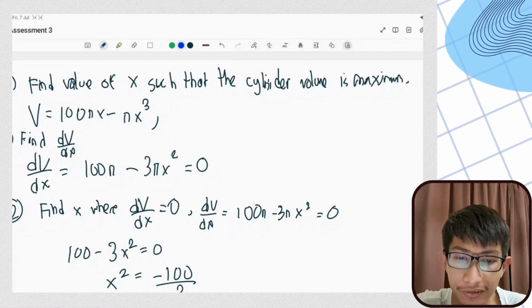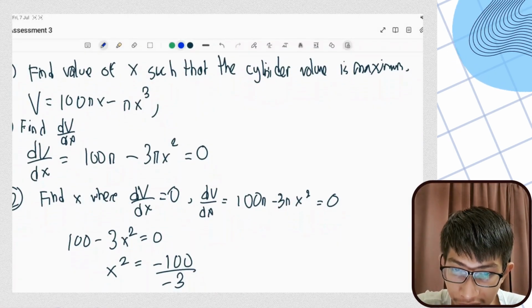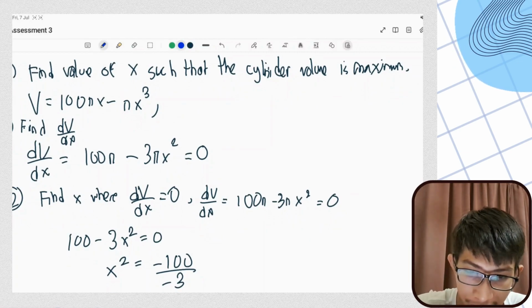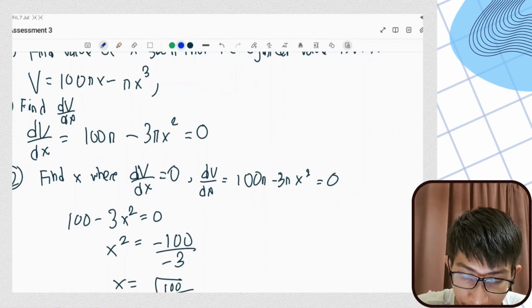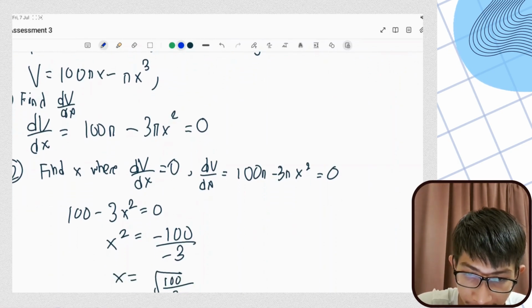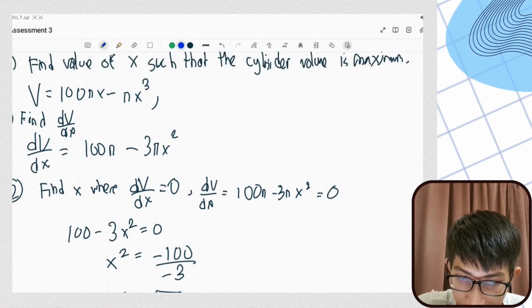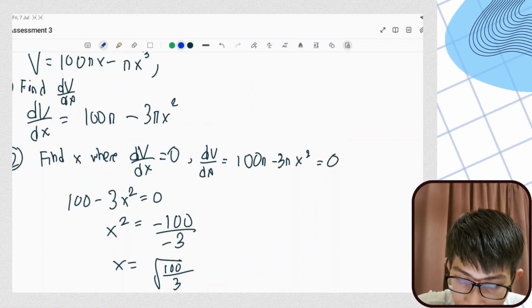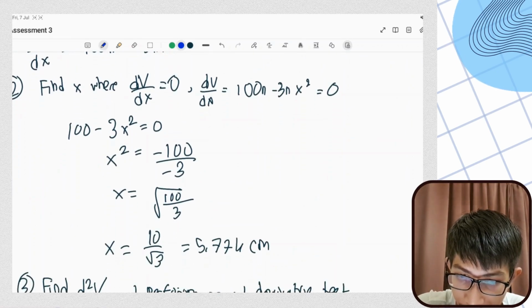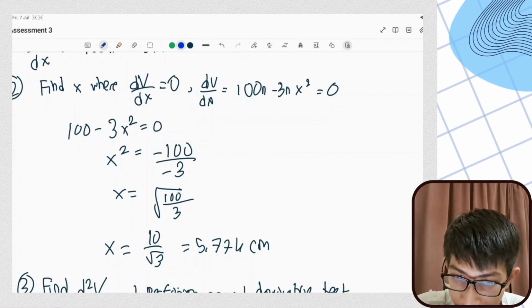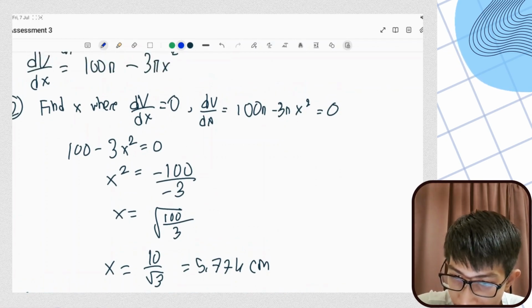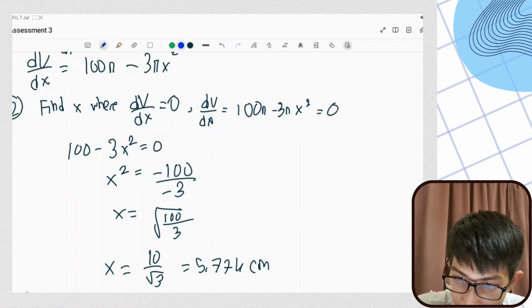Okay, so for question C, we need to find the value of x such that the cylinder volume is maximum. So we will differentiate the equation that relates volume to x, which will give us 100 pi minus 3 pi x squared. It is the first derivative by using the power rule. Next, we need to find the value of x where the first derivative is equal to 0. So we know that dV/dx is equal to 100 pi minus 3 pi x squared equal to 0.